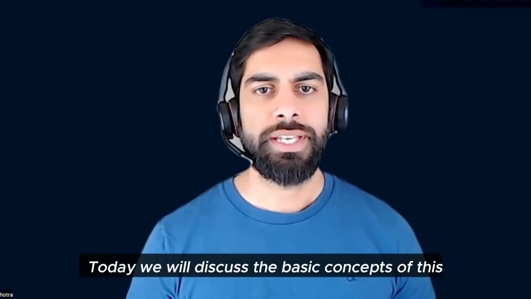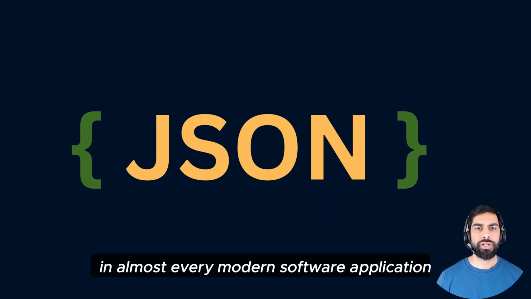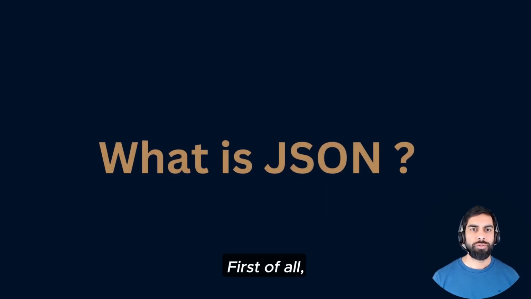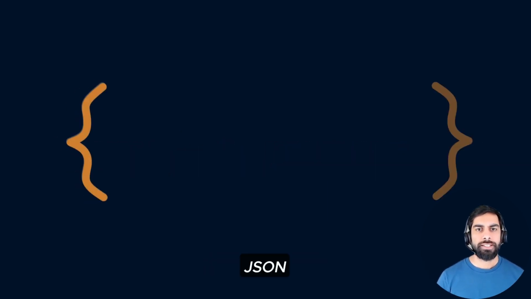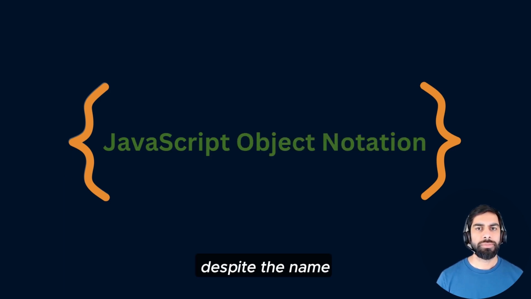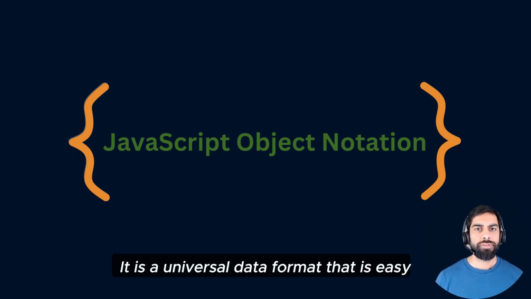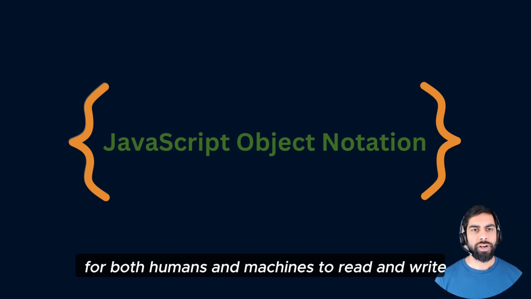Today we will discuss the basic concepts of JSON, a fundamental concept you will encounter in almost every modern software application. First of all, what is JSON? It stands for JavaScript Object Notation. Despite the name, JSON is not limited to JavaScript. It is a universal data format that is easy for both humans and machines to read and write.